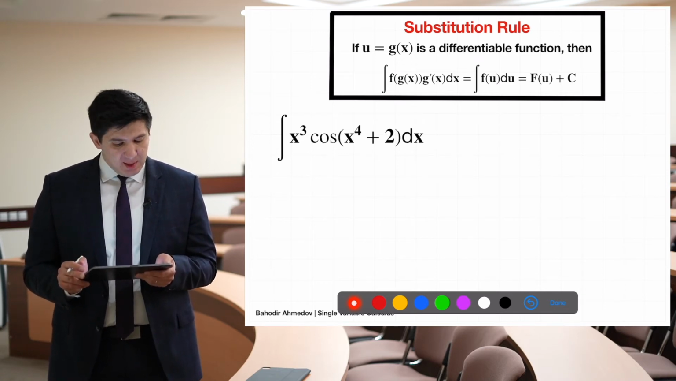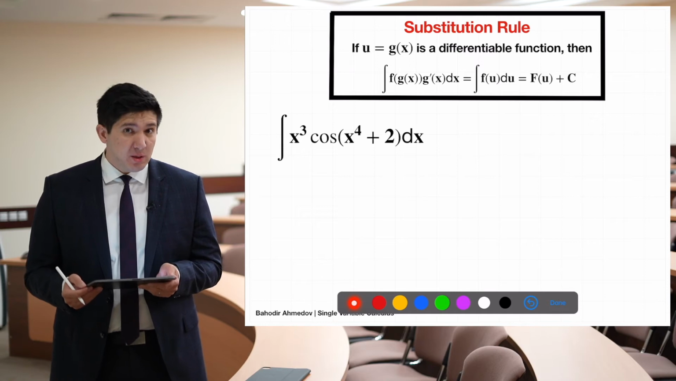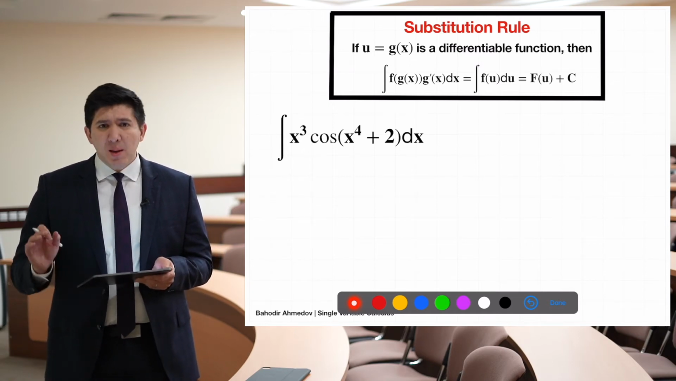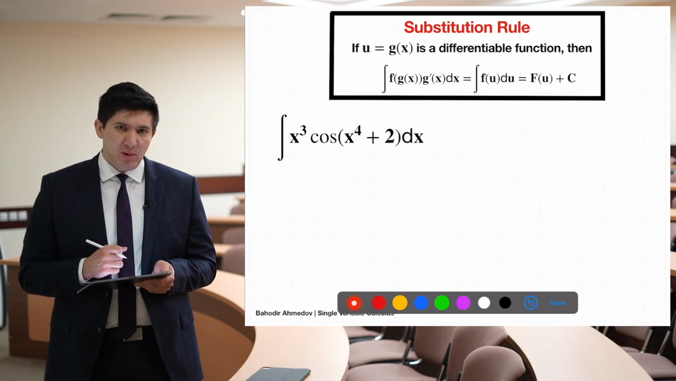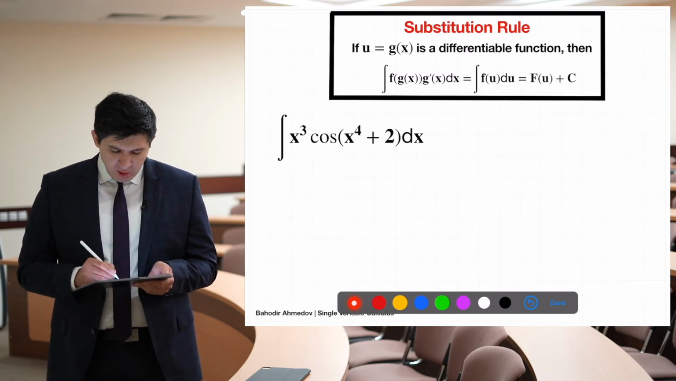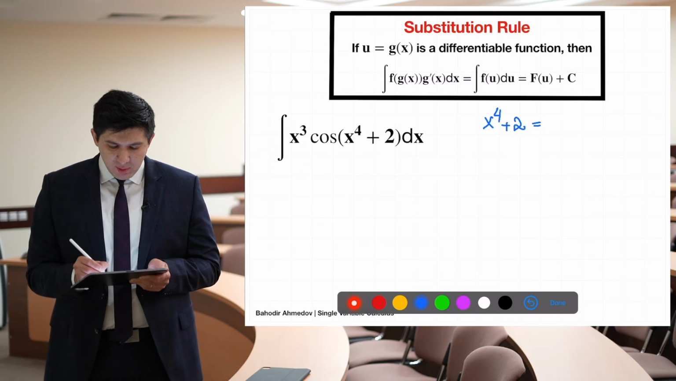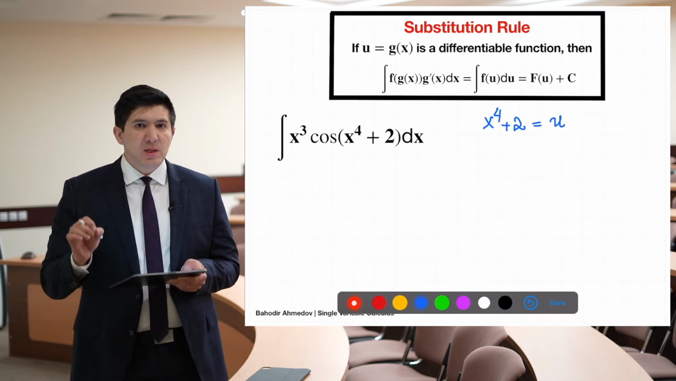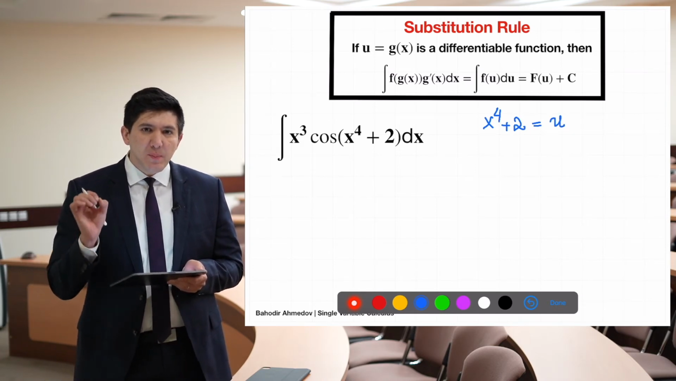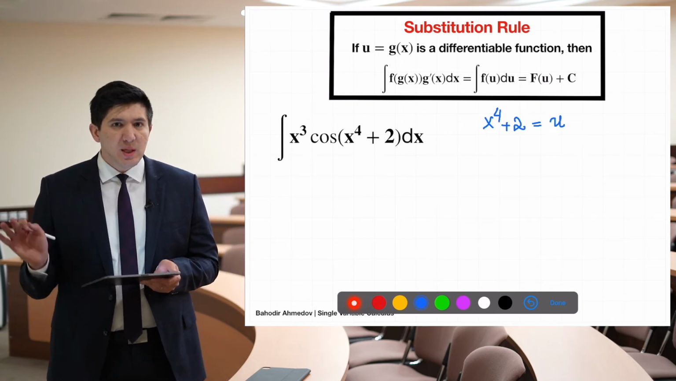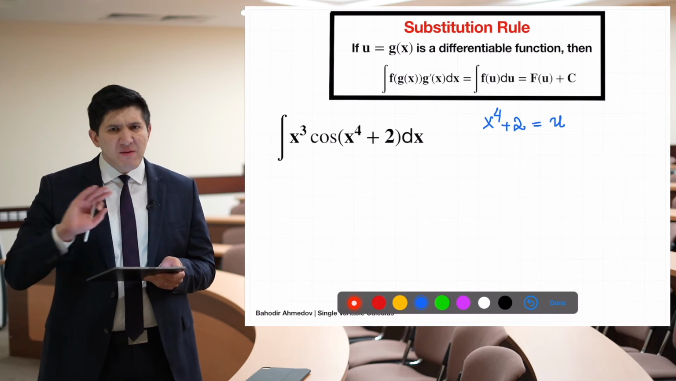But I see that x to the power of 4 plus 2 and its derivative, which is 4x cubed times dx, is somehow participating inside this integration, right? So let's try to use this information. The x to the power of 4 plus 2 is equal to u. Again, our goal is to substitute every single appearance of x with u. There should be nothing left with x. So you have to substitute everything with u.